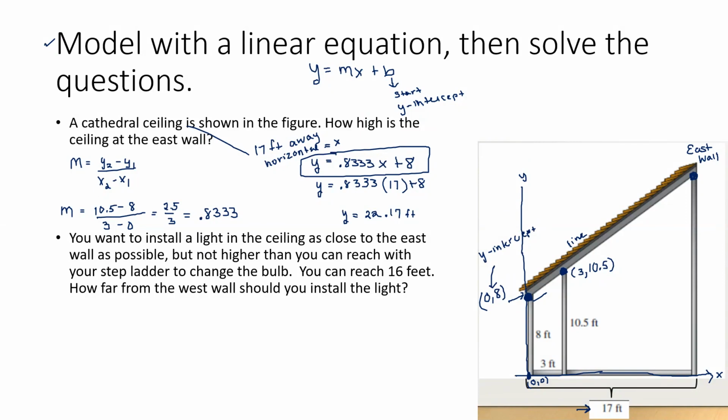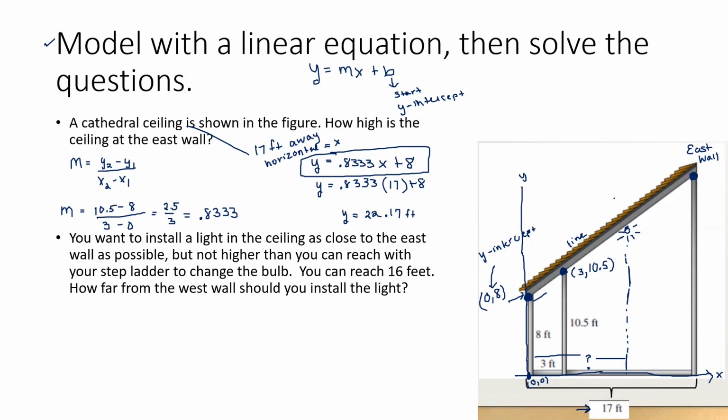So the next one, you want to install a light in the ceiling as close to the east wall as possible, but not higher than you can reach. You can reach 16 feet. So we just found that this east wall is 22 and a little bit feet high. We can only reach 16 feet. So I'm going to say right here is my approximation. There's my light bulb, light coming out of my light bulb. And what I'm supposed to figure out is how far from the west wall. So if I draw a dashed line down here, hypothetically this is straight, and I want to know how far. So how far from the west wall? So how far is this?